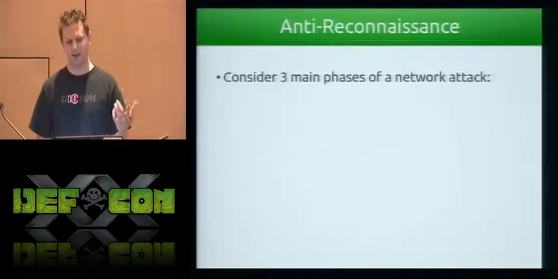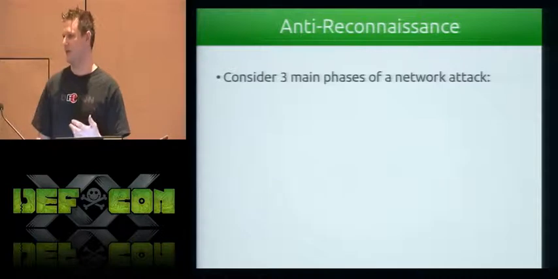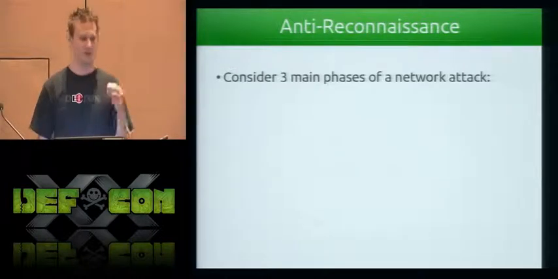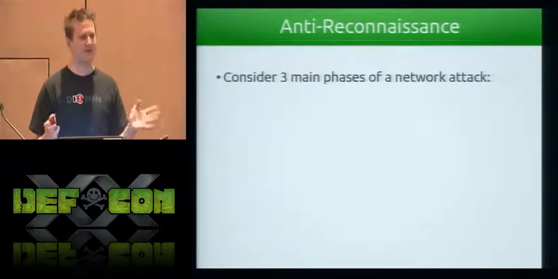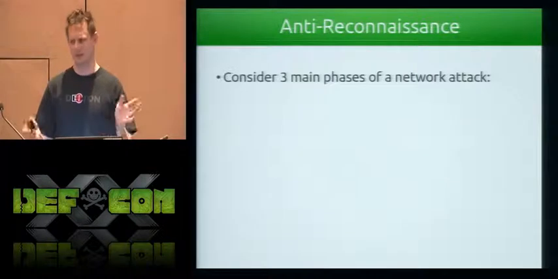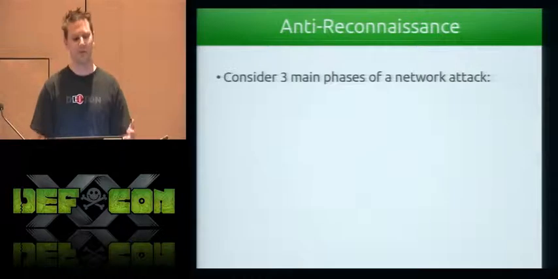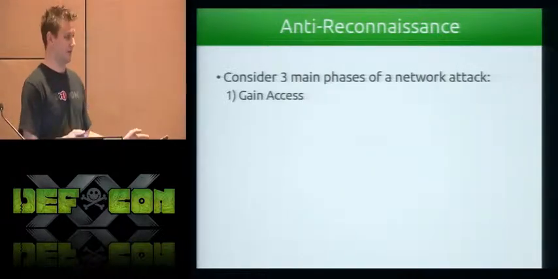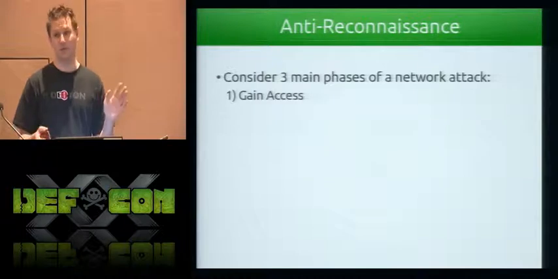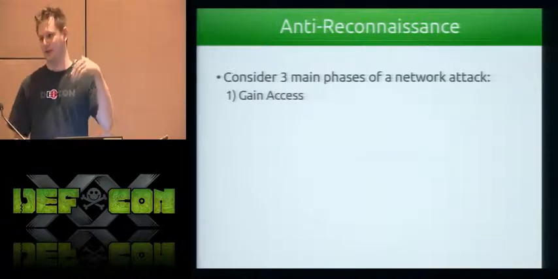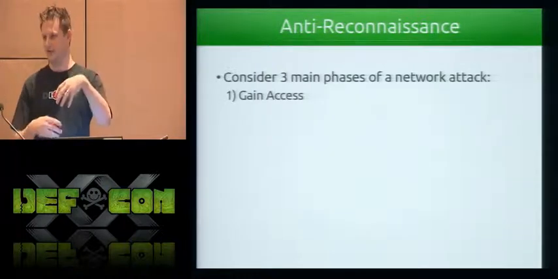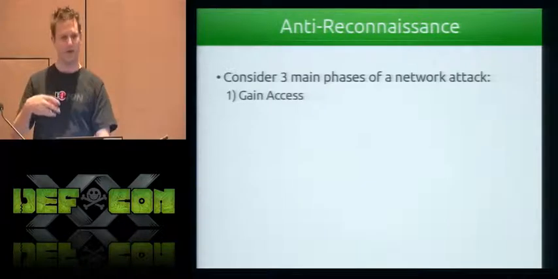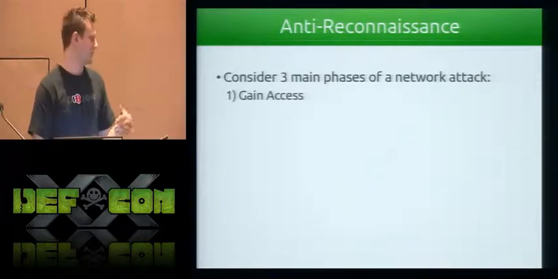So I want to start by saying we're talking about anti-reconnaissance, right? Generally speaking, there are three main phases of a network attack. You're not going to find this in a textbook anywhere because I completely made it up, but I think you'll find it's roughly true. Step 1 is gaining access to the network that you want to attack. This can happen in a number of ways. It could be that you are exploiting some externally visible web server that's also connected to the private network, or it could be that you drop a bunch of USB sticks.